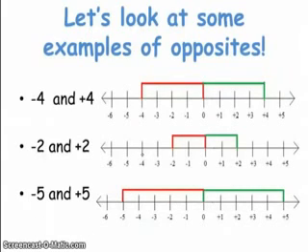Let's look at some examples of opposites. So here we have negative 4 and positive 4. Those two are called opposites. When we add opposites together, they will actually cancel each other out. And here we have negative 2 and positive 2 on the number line, and these two integers are opposites because they are the same units away from 0. For example, negative 2 is 1, 2 units away from 0, and positive 2 is 1, 2 units away from 0. And negative 5 and positive 5, once again, same distance away from 0.